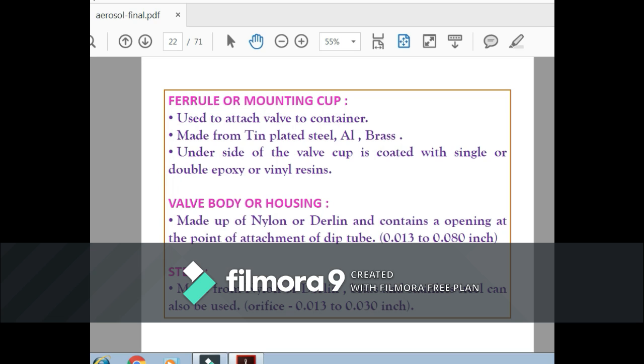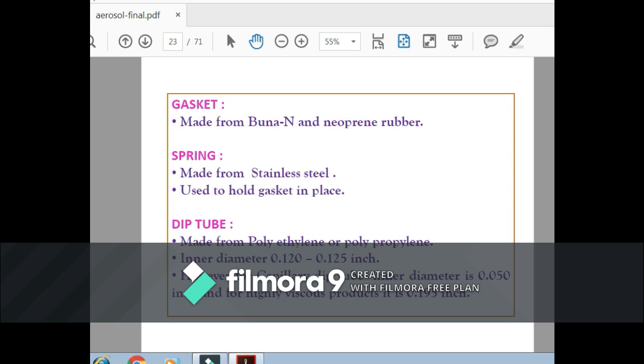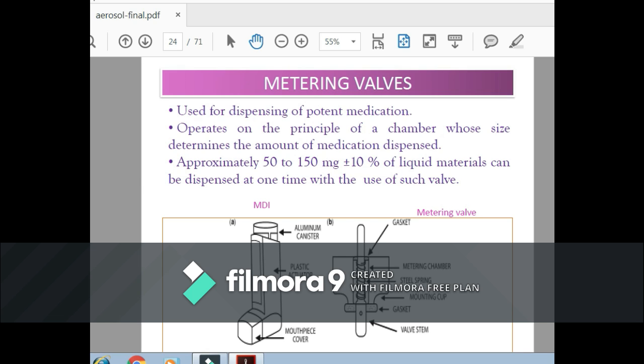So these are the different components that make up your valve assembly. Then gasket is there, spring is there, and dip tube is there. The dip tube is made of a polyethylene type of material, and using that material we prepare that tube. That tube is responsible for carrying your material from the container up to the valve.